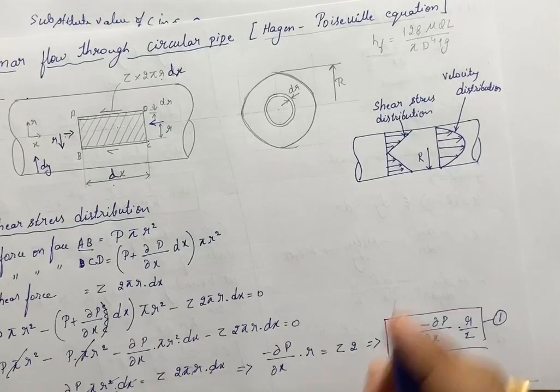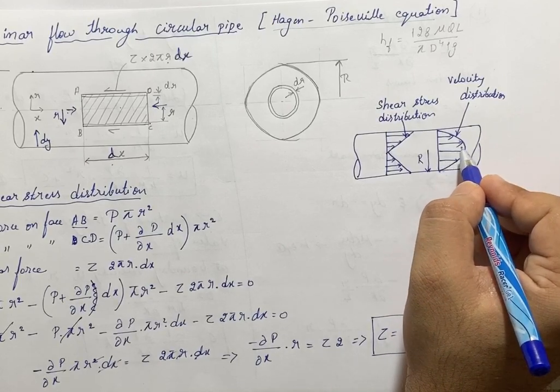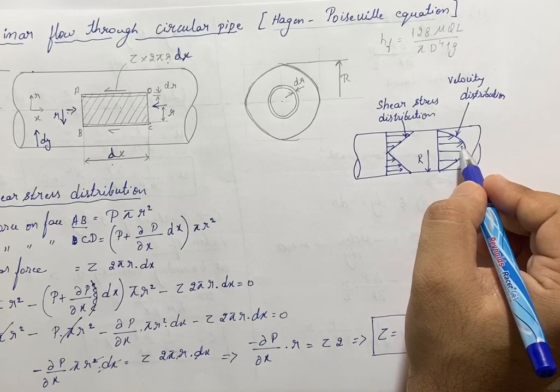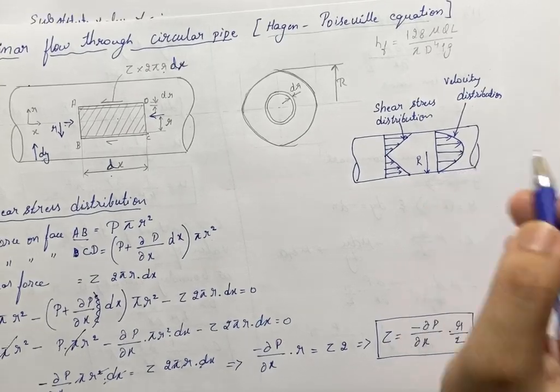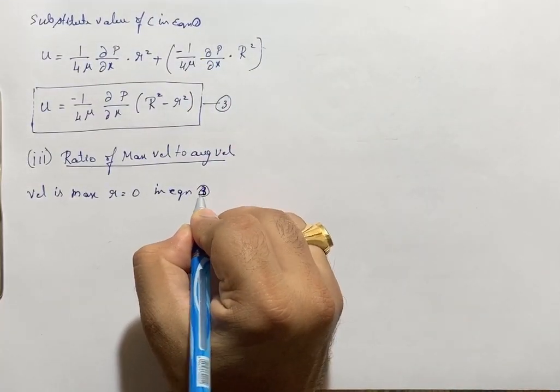See here, the velocity is maximum only at the center point. That means when small r is equal to 0, the velocity will be maximum here, right? Now we got the velocity distribution as u. This is equation number 3.